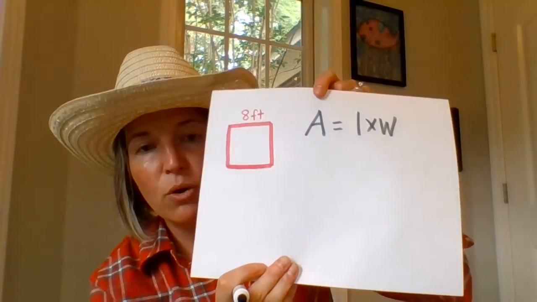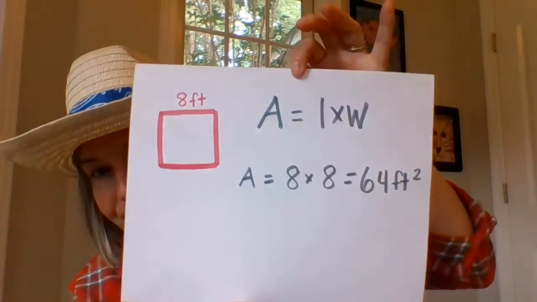All right, so let's write this down. Area equals 8, which is our length. And since it's a square, we also know our width is going to be 8. So area equals 8 times 8, which is 64 feet squared, or square feet.